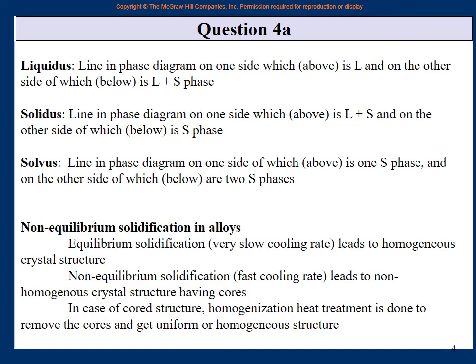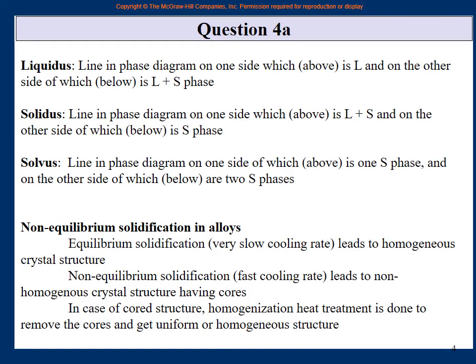So again, if it is solidus, then on the phase diagram, above the solidus is liquid plus solid, and below the solidus is solid only. So you can say that solidus is the line which divides the liquid plus solid from the solid region. This will also be correct, but it will be better if you use the word above or below.